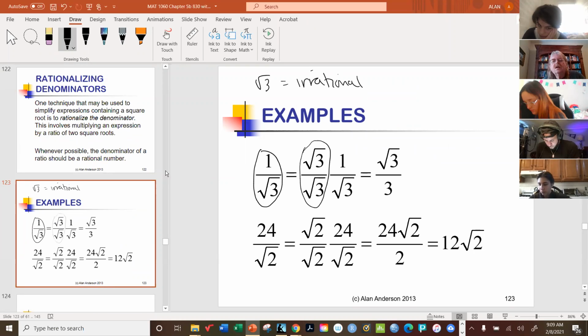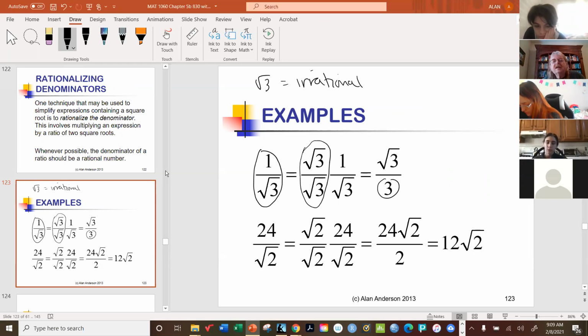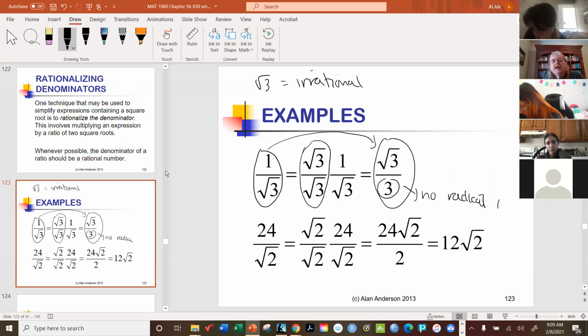Is this equal to 1? Yes. Why did I choose that particular version of 1? Because look what happens. In the denominator, when I multiply radical 3 times radical 3, I end up with 3. Nice. In the numerator, I have radical 3. So these are the same thing. But guess what? This is the preferred form because there's no radical in the denominator.